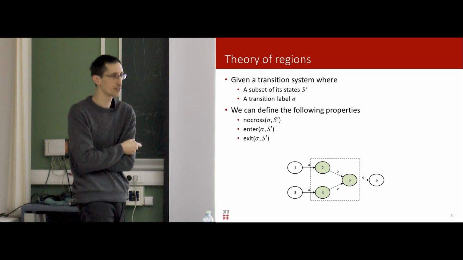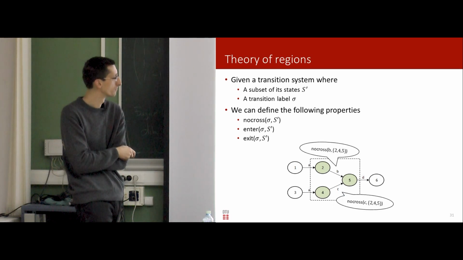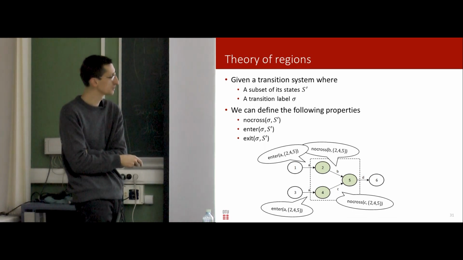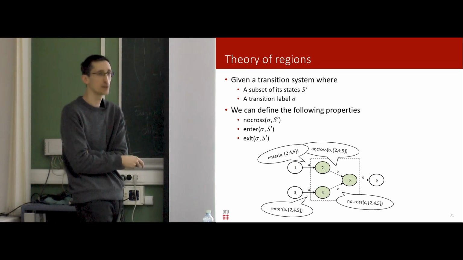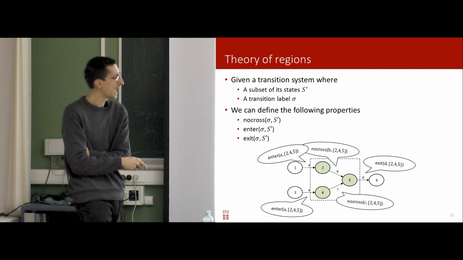then you can probably already imagine what these properties are referring to. So if we take the no cross property, then this subset has this no cross property for labels B and C. Then we have the enter property for label A, because we have a transition entering this subset labeled A up here, and actually another with the same label down there. And we have the property exit for a transition labeled D, which is this one.